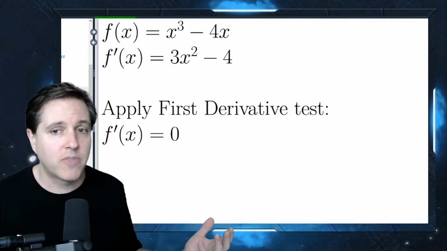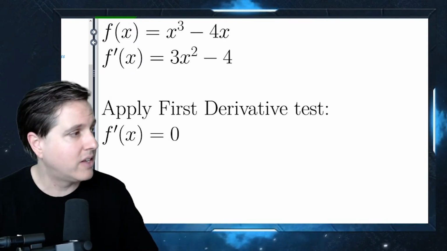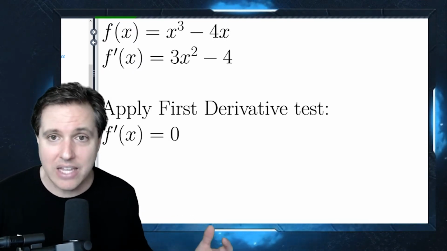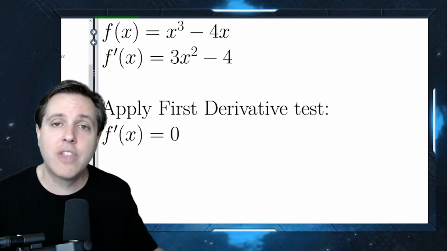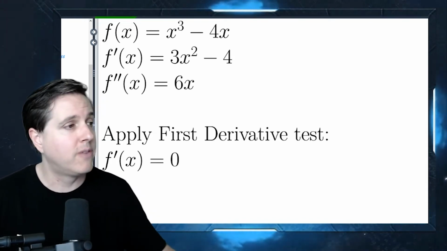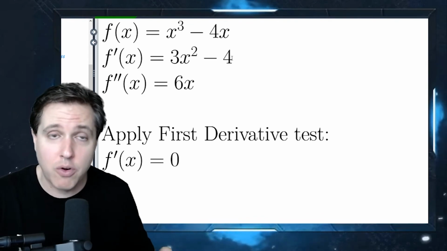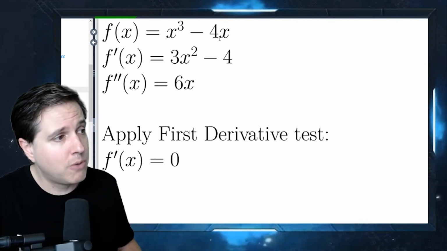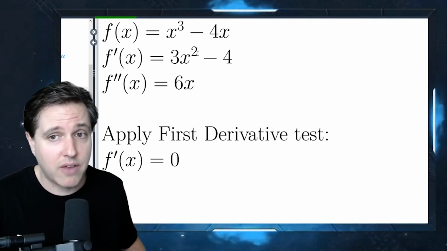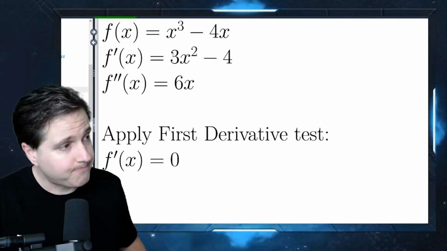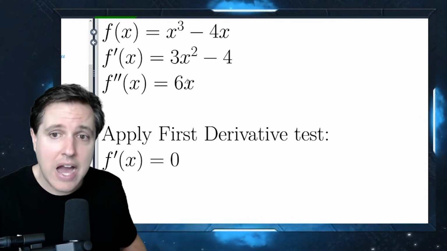First thing you do is go through and figure out what the derivative is and then figure out what the second derivative is, because we want to take all of that information and use all of it. So if this is a straightforward polynomial, x cubed minus 4x, if I take the derivative, I get 3x squared minus 4. Take the derivative again, I get 6x.